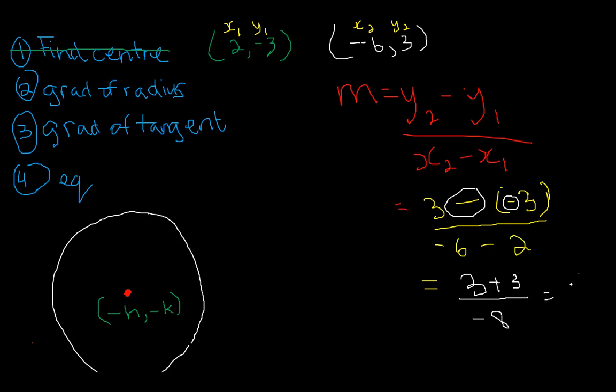3 plus 3 is 6 over minus 8. But if it could be reduced, reduce it. Always reduce it if it could be reduced. And that's why my final answer for the gradient of the radius, I could divide both of them by 2. 2 into 6 is 3, so I put 3 there. 2 into minus 8 is minus 4. And this is the answer for the gradient of the radius. Everybody good with that?